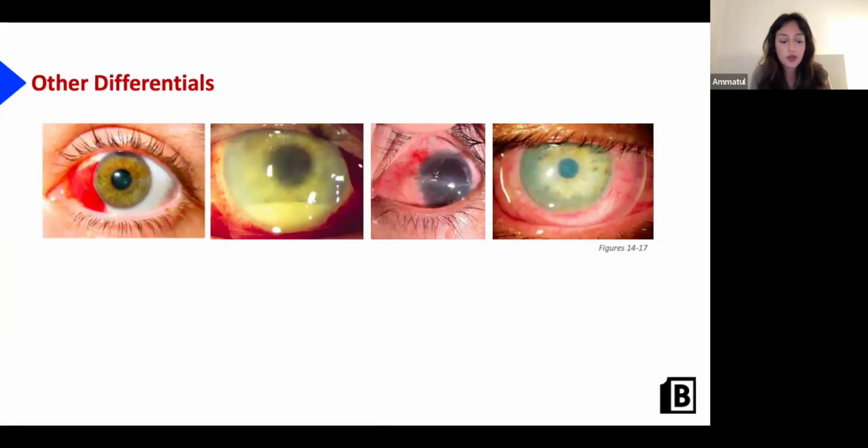Okay, so there are some other differentials that I wanted to mention with regards to a red eye. The first one is a subconjunctival hemorrhage. It's usually painless, and the mechanism is usually idiopathic. It self-resolves, and you don't usually need to do anything about it.